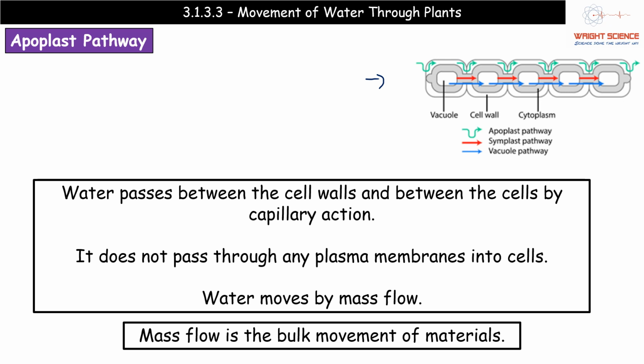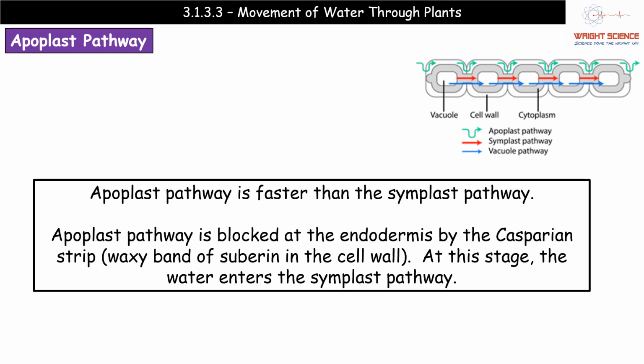So when we're looking at how the water is moving here, it is through that process of mass flow, which, if you remember from our earlier work, is just how we refer to the bulk movement of those materials. So the Apoplast pathway is basically between the cell walls by that capillary action. Key thing about this is that it is faster than our other main pathway, the Symplast pathway.